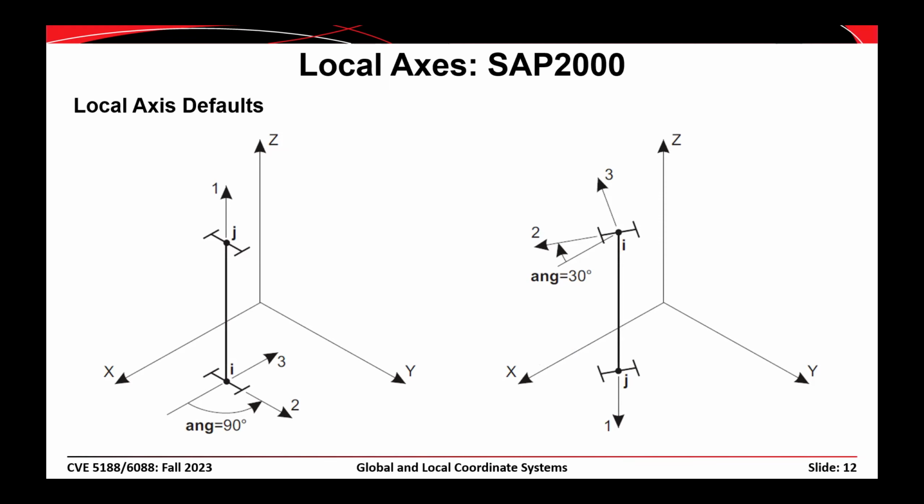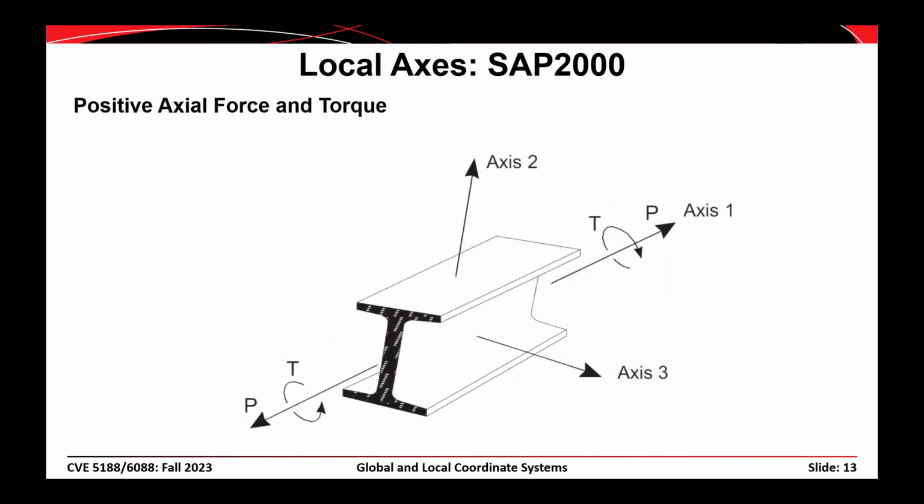Okay, now if you're only working in 2 dimensions, like we have been so far, this is all almost moot, not quite, but almost. It's when you get into 3 dimensions that this gets quite confusing. All right, so then here's the sign convention for a positive axial force P and a positive torque T.